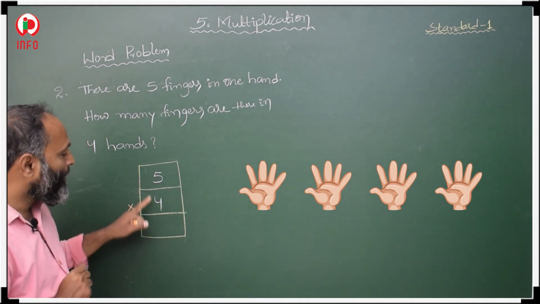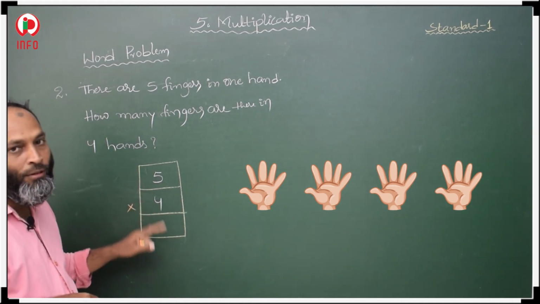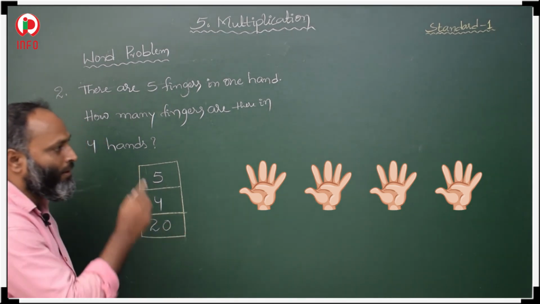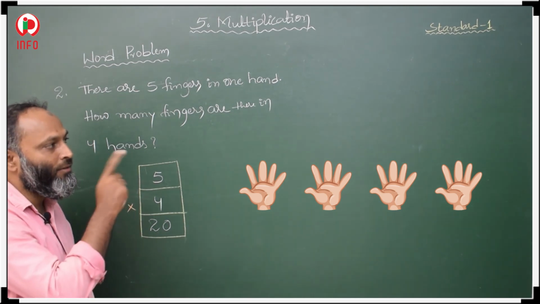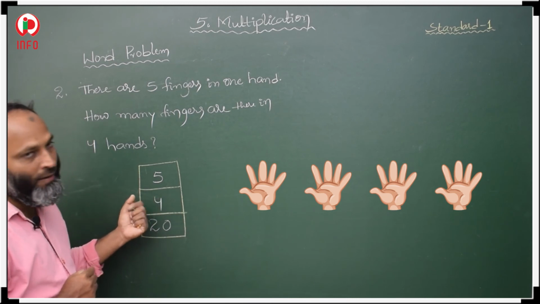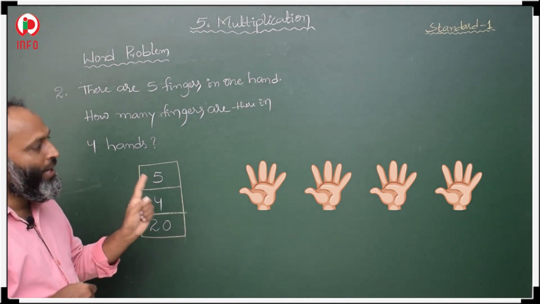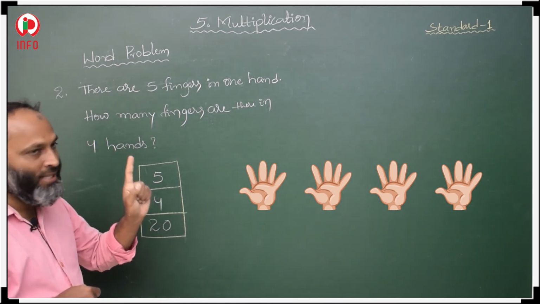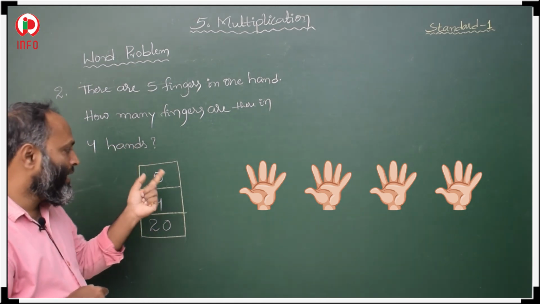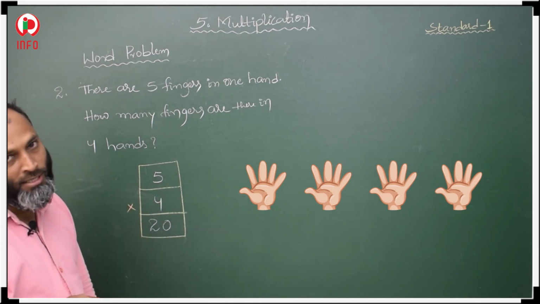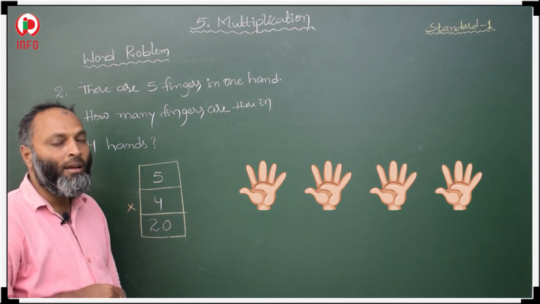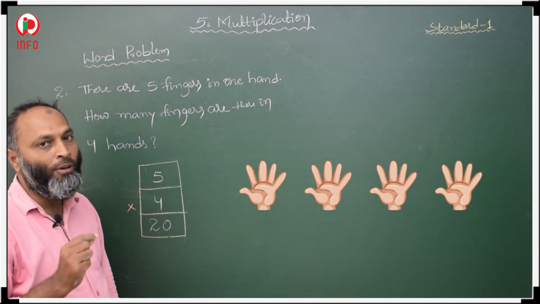Then 4 5s are, what is the answer? 4 5s are 20. Total how many fingers are there? 20 fingers. Once you count, you get 20. So in multiplication, in short, we can find our answer. Repeated addition, the number of fingers is the same, so it comes under repeated addition. Whenever repeated addition is there, we apply multiplication. 4 5s are 20. 20 fingers are there in 4 hands.